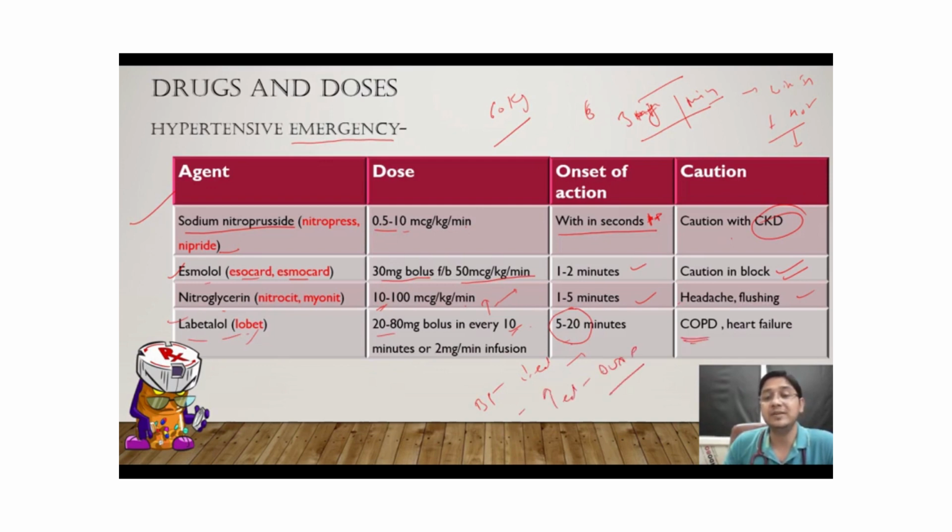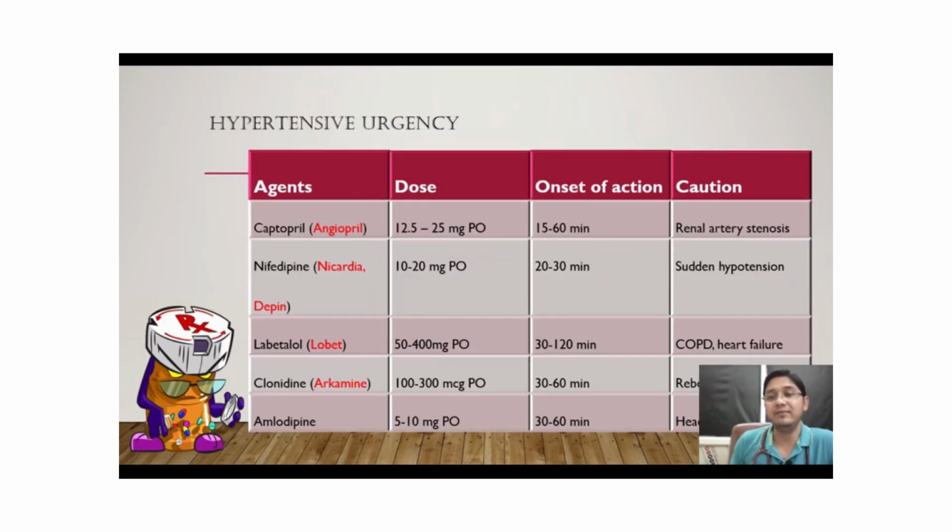And in the COPD patient, we need to be cautious about it. As we all know, it can cause bronchoconstriction, so it can exacerbate COPD and heart failure. So in that category of patients, labetalol must be avoided. So these are the very common four drugs available in our ICU for immediate reduction of BP as IV.